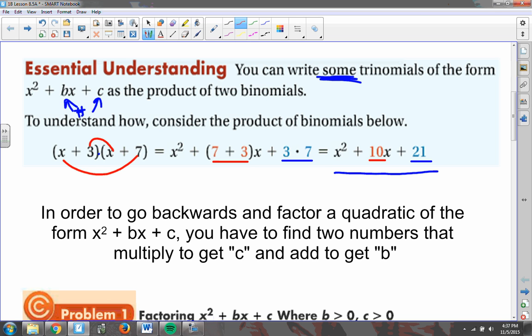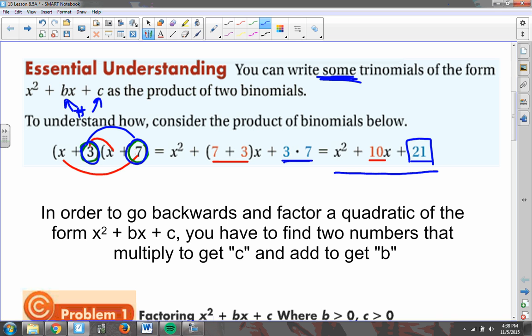Right? So we took, essentially, these two numbers here, the 3 and the 7, and we added them together to get 10. Yes? In the same way, when we did the last part of our FOIL, that was 3 times 7. 3 times 7 gave us the end of our equation, which is 21. So again, what we did is we took 3 and 7, and we multiplied them to get 21. So our two numbers added up to get 10, and they multiplied to get 21.